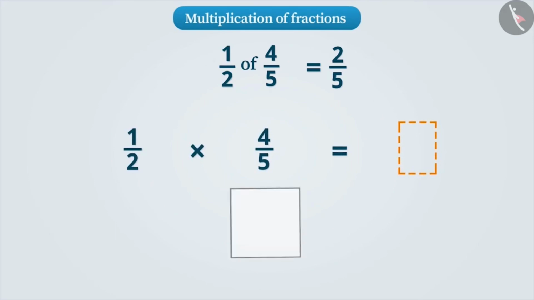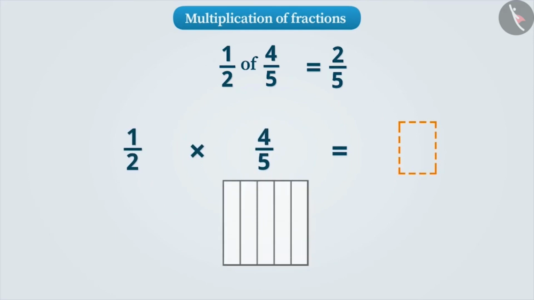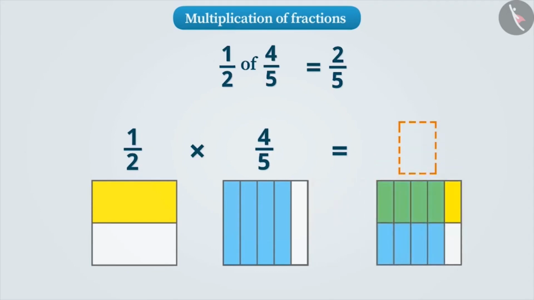We shaded 4 of the 5 parts of a square and denoted the fraction 4 by 5. Similarly, we will represent half in the same way. If we place them one above the other, the common shaded portion of both will be the result of their multiplication. As you can see, there are a total of 10 parts out of which 4 are common shaded parts. So this part is 4/10 of the full square.